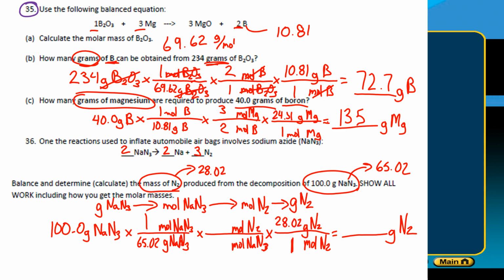And then coming up right here, I need to look at my balanced equation. So I have 3 N2 for every 2 NaN3. My answer should be in 4 sig figs. And so what do we come up with? 64.64.